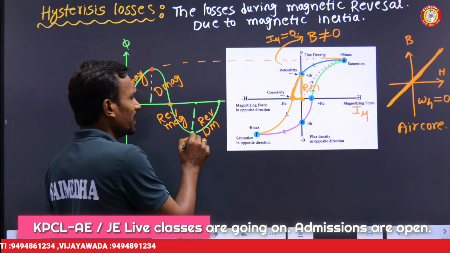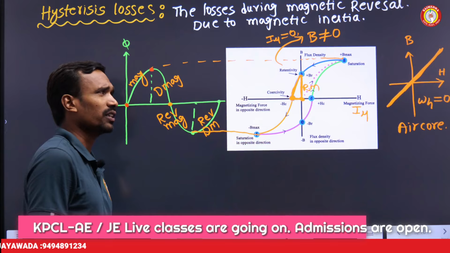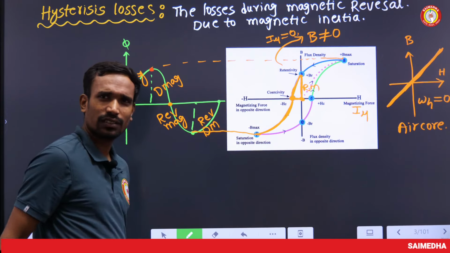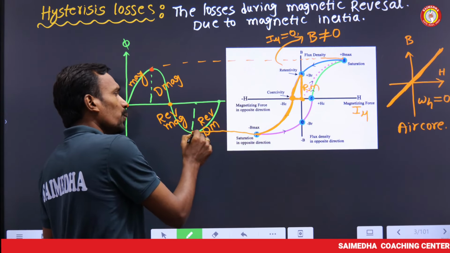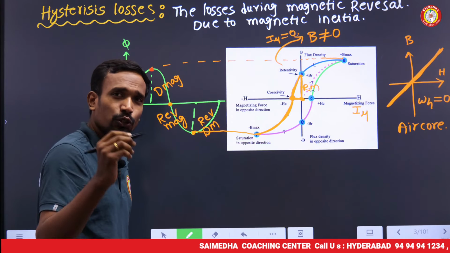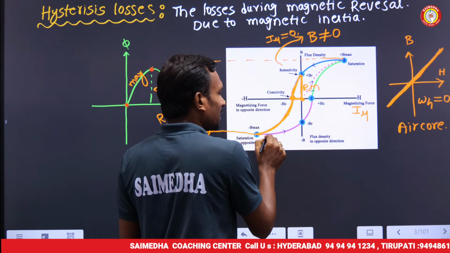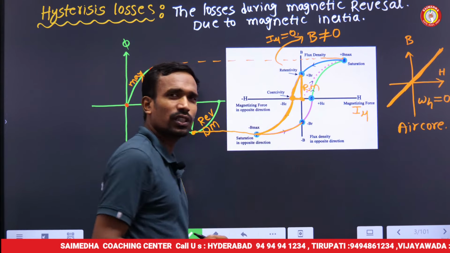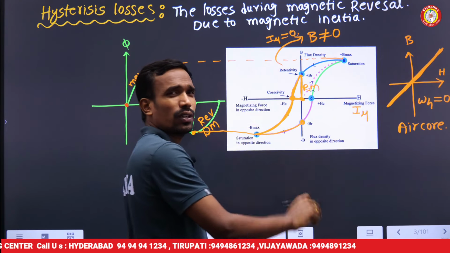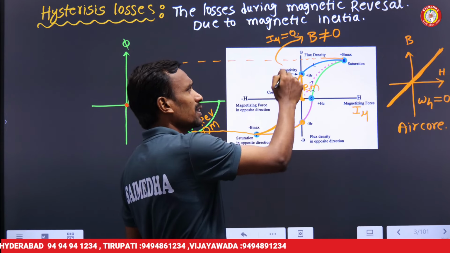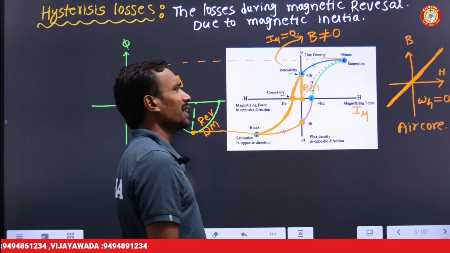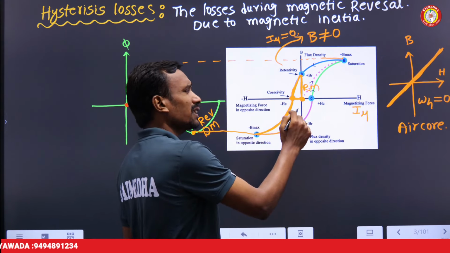Again we need magnetization in the reverse direction. This is the reverse magnetization. After saturation, again we need reverse demagnetization. It does not follow the same curve. Due to magnetic inertia, it tries to go to zero in a different way, but the flux density does not go to zero. This phenomenon is called retentivity. Even though the magnetizing current and magnetizing force are zero, the flux density is not zero.